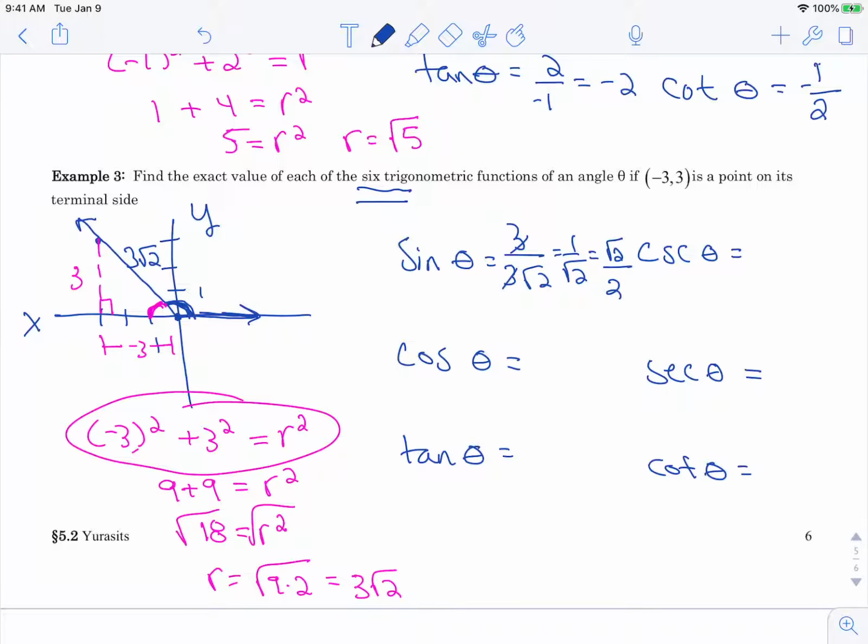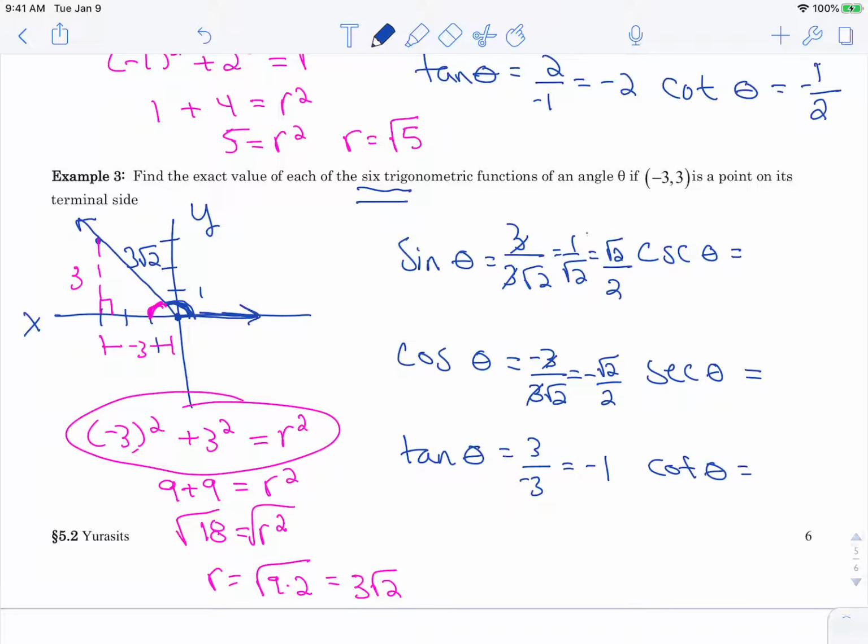Cosine of theta, adjacent over hypotenuse. Reduce those 3's, and then I got to rationalize it. To save me a little bit of space, I'm going to rationalize it right away. Tangent of theta is opposite over adjacent. Well, that just gives me -1.